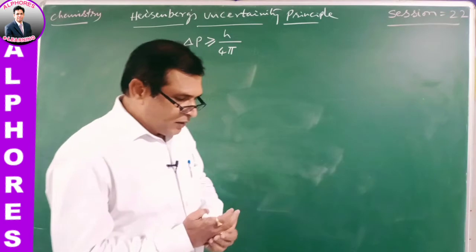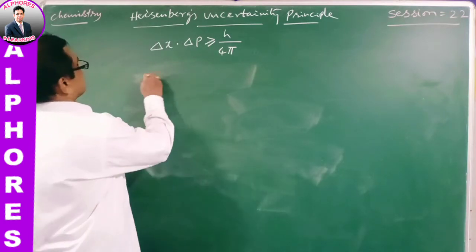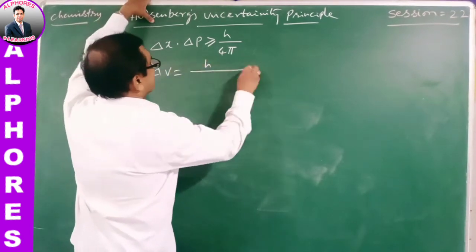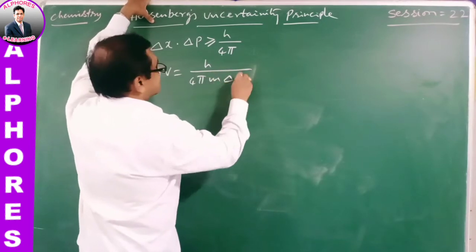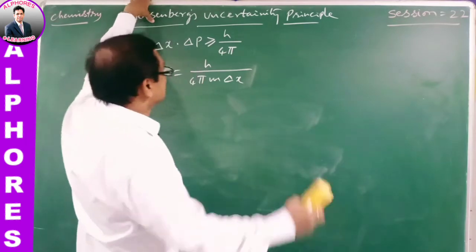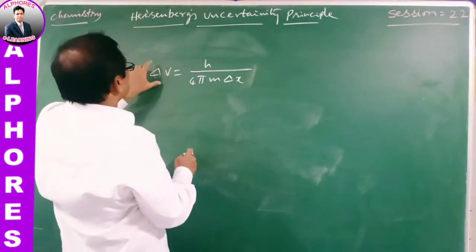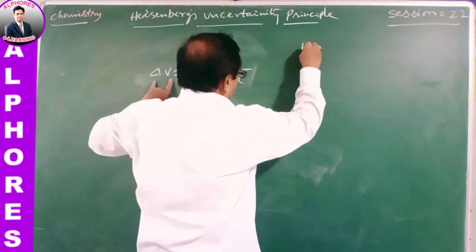Okay, now that is, say delta V is equal to h by 4 pi m delta x. Now let us complete the data in this. Uncertainty in the velocity, now we are calculating. h is equal to Planck's constant.